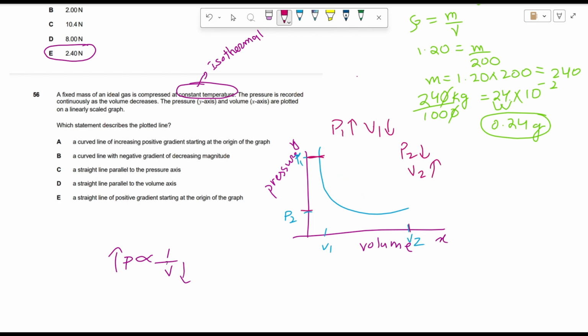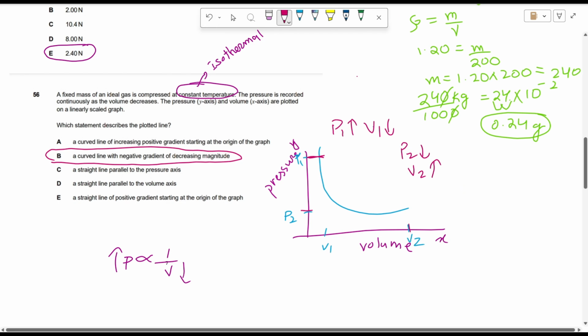If you see, the graph has decreased, which means it is negative, and the graph is curved, right? So a curved line with negative gradient of decreasing magnitude. The B option is the correct answer. A curved line with negative gradient. Negative gradient means it is decreasing with magnitude, right? So we have gotten our answer.